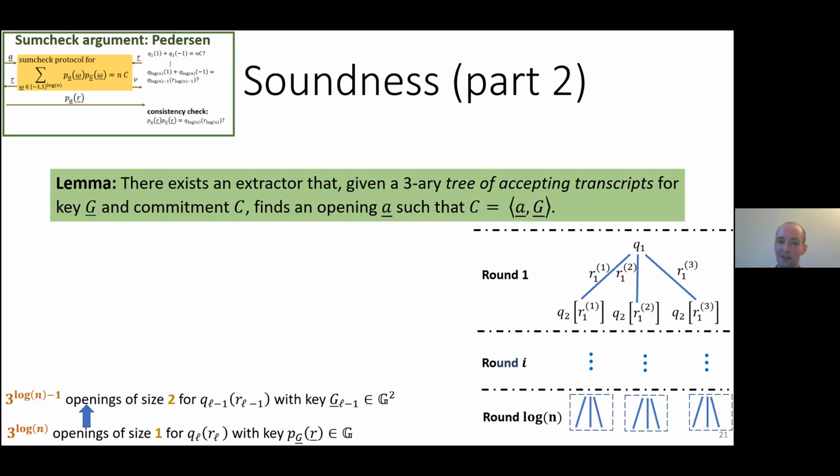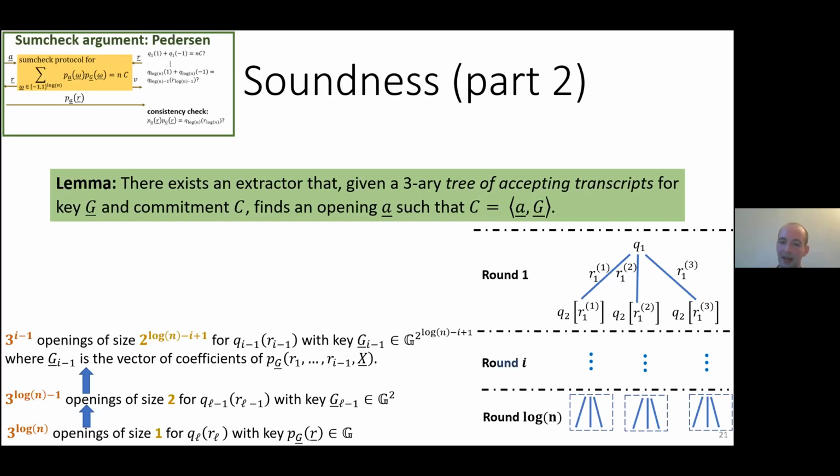And the general strategy is going to be to operate layer by layer in the tree. Every time we'll reduce the number of openings we have by a factor of 3, but we'll be computing openings which have double the length. And they're an opening for a commitment related to the next polynomial up as part of the sumcheck protocol. So we'll go from openings of length 1 to openings of length 2, and so on and so forth, doubling as we move up the levels in the tree.